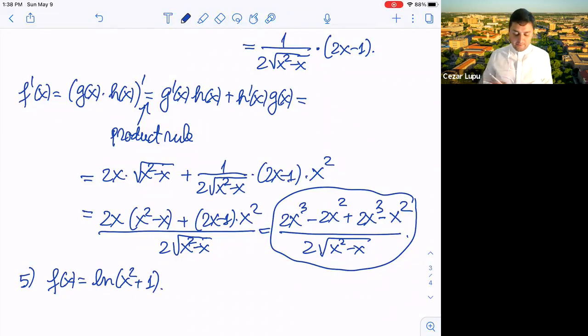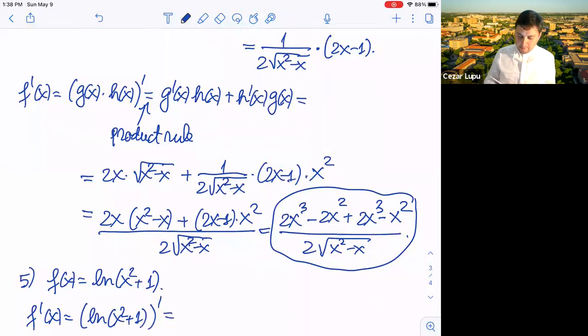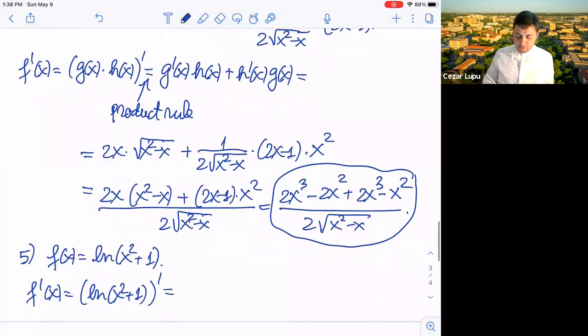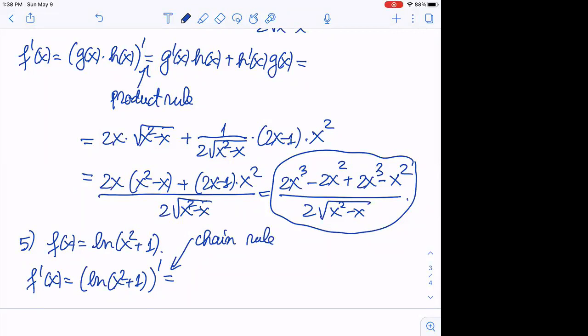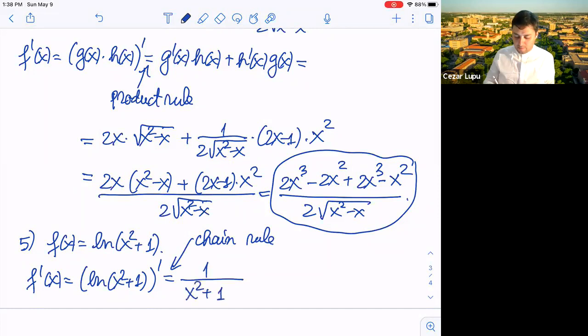Exactly, the chain rule, right? So f prime of x will be ln of x squared plus 1 prime. So by the chain rule, this will be 1 over x squared plus 1, right? Times x squared plus 1 prime, which is 2x over x squared plus 1. That's it.